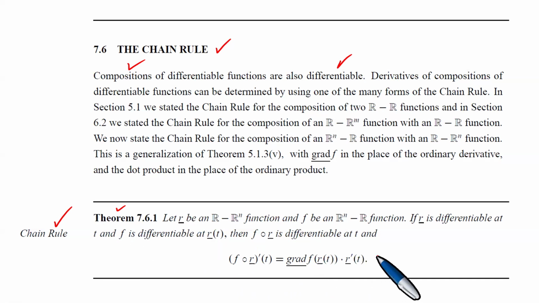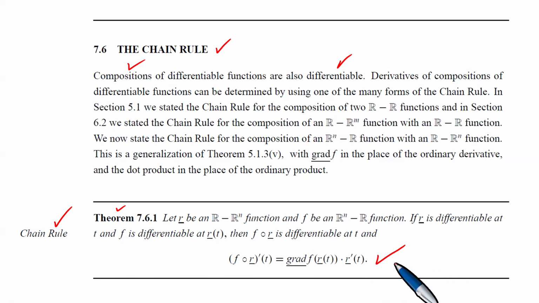Okay, why are we even doing this result? We're just stating this result because of theorem 7.6.1. Why is it important? It is important because in the exam, you'll be asked many times to state the chain rule, and this is how you need to state it.